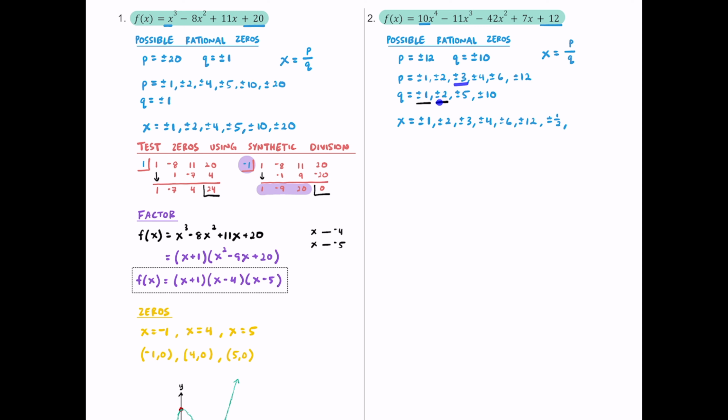Let's do 3 over 2. That's a new one. So any fractions right now are going to be new. So plus or minus 3 over 2. Okay. Now let's do plus or minus 4 over 2. But 4 over 2 is just equal to 2, which we already have on our list. Let's do then 6 over 2. That's going to be 3, which we already have on our list. And then 12 over 2 is equal to 6, which we already have as well.